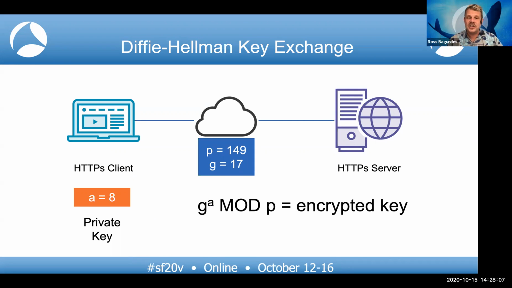We're going to take the G value from our public key. We're going to raise it to the power of our private key. And then we're going to do this mod operation on it. And a mod is a modulus of P. Well, what is this modulus?